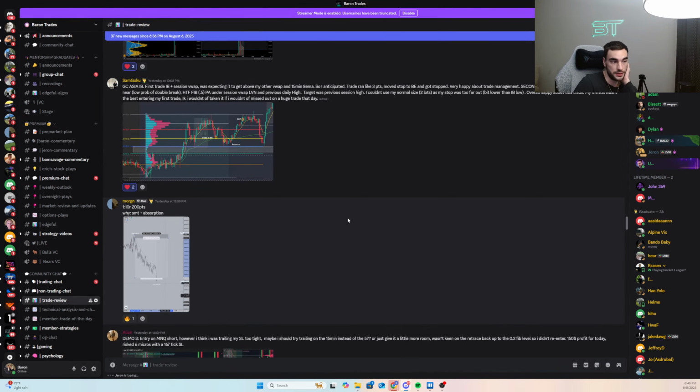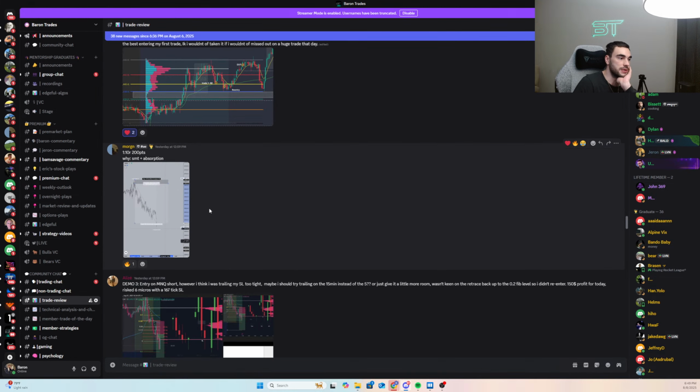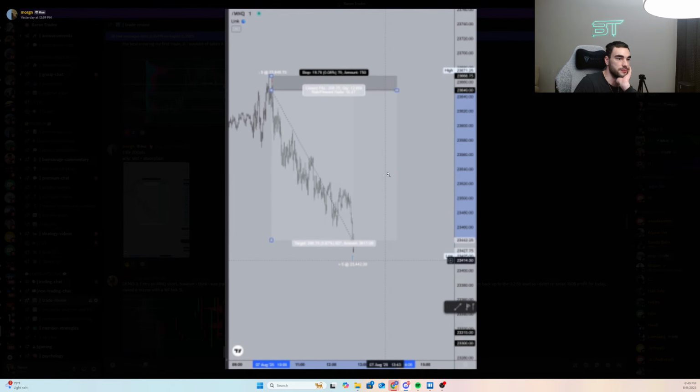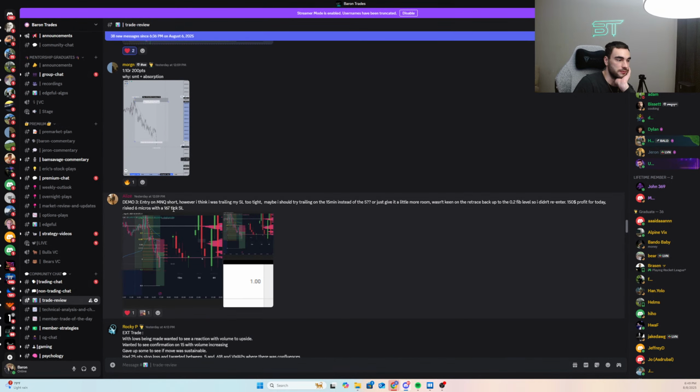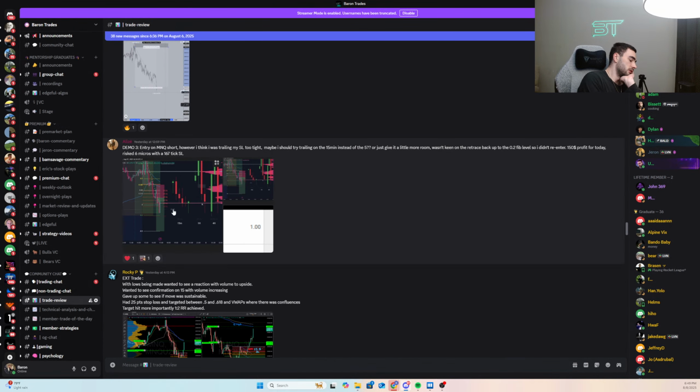Trying to get better at entries. Yeah, entries are the hardest part, in my opinion. 110R, 200 points, SMT plus absorption. Clean, Morgan, this might be trade of the day. Rode it all the way down. I don't like the 1 minute chart, though.